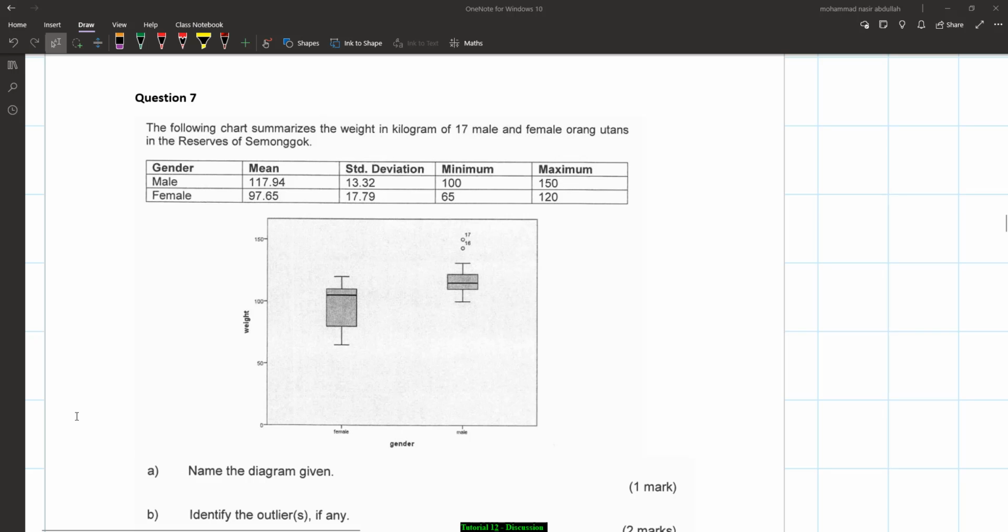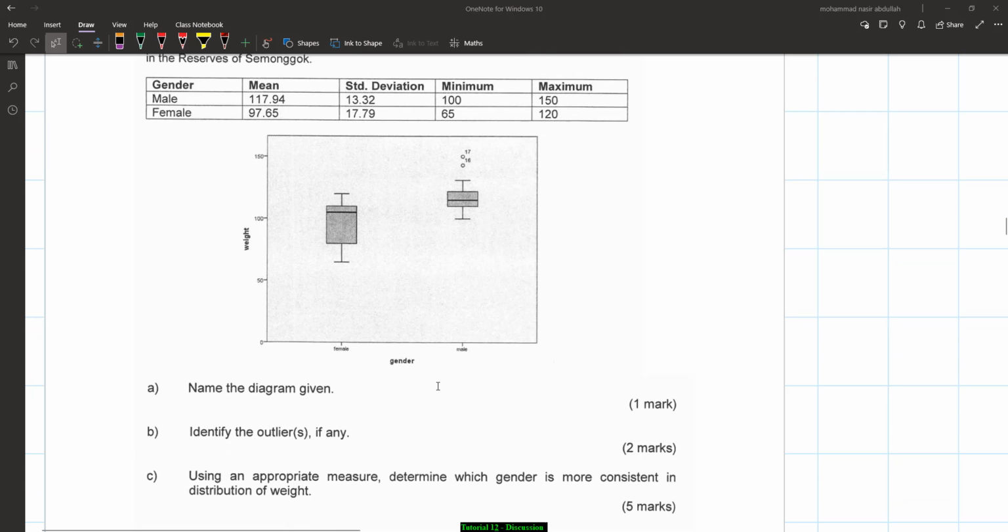Okay. So we have the mean, standard deviation, minimum and maximum. Name the diagram given. This is obviously a box and whisker plot. Identify the outlier, if any. So we have outliers, number 16 and 17.